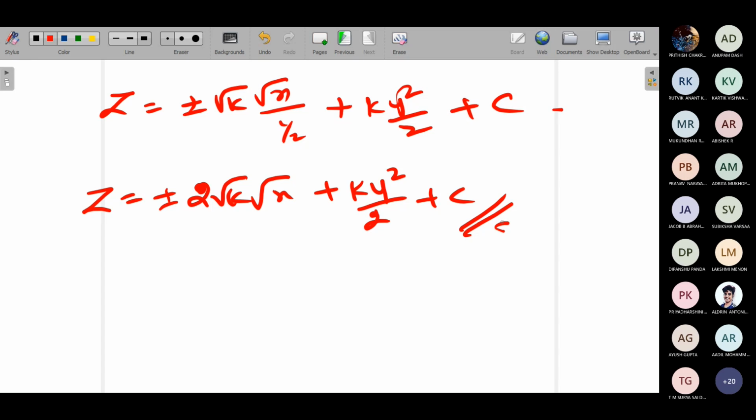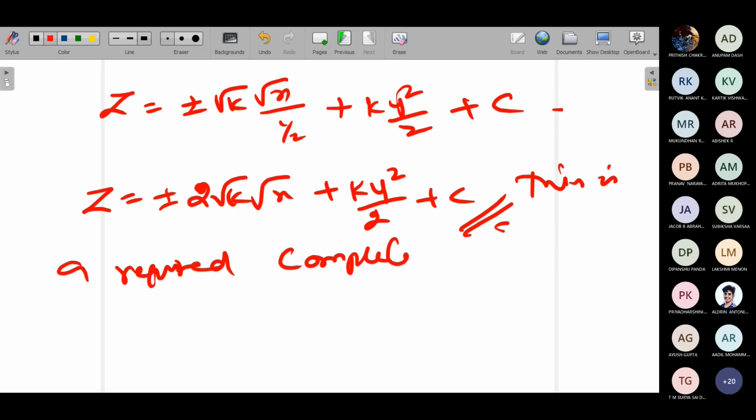Ma'am, does a singular solution exist for this type? We will check. This is the required complete integral.